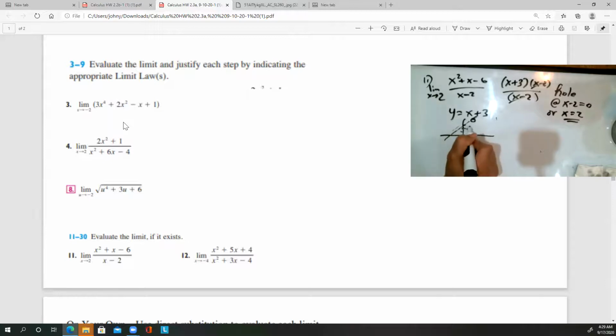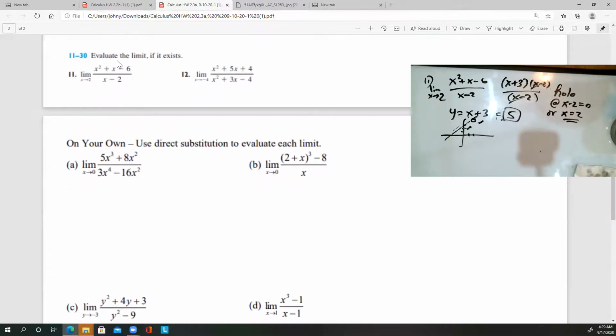So from the left and from the right, what's my function? Now you can plug in 2 for your x. 2 plus 3 is going to be 5, and that's your final answer. Your output is going to be 5, where your input is 2. At the very beginning, you cannot plug in 2, but because of the algebraic manipulation that we did, where we factored and canceled, we can plug in 2 for your x value to get your output.